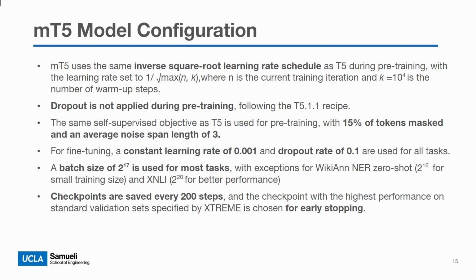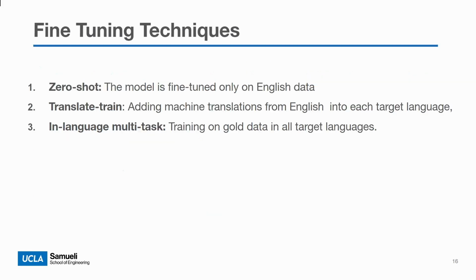The checkpoints are saved every 200 steps for early stopping. Moving on to the fine-tuning, which is the technique of using a pre-trained language model and adapting it to a specific downstream task. The MT5 model was fine-tuned using 3 different techniques.